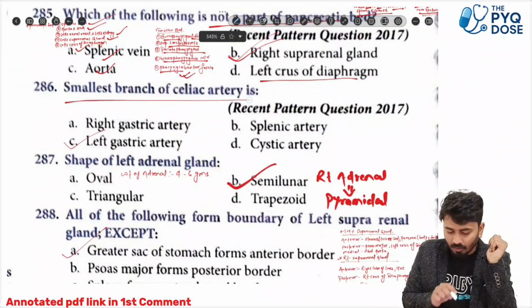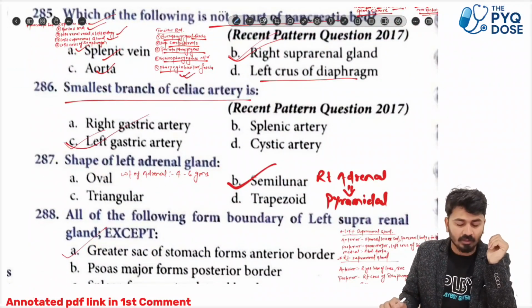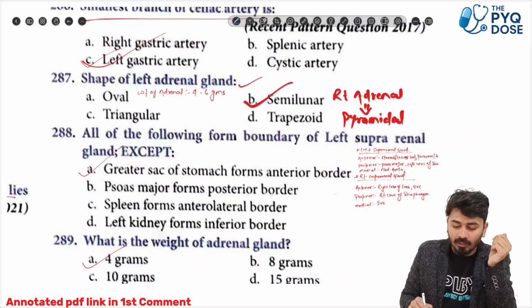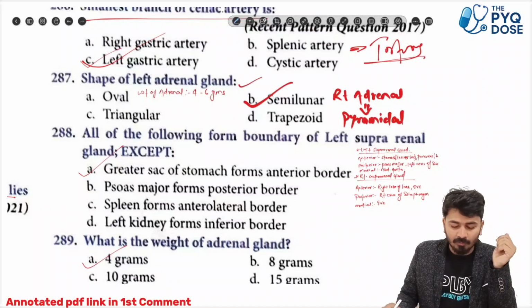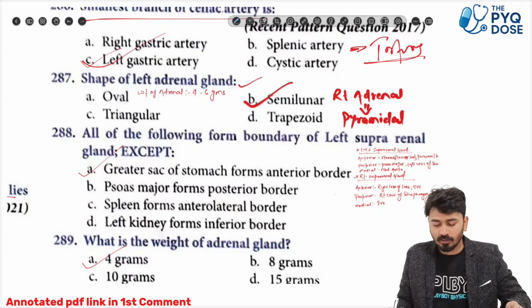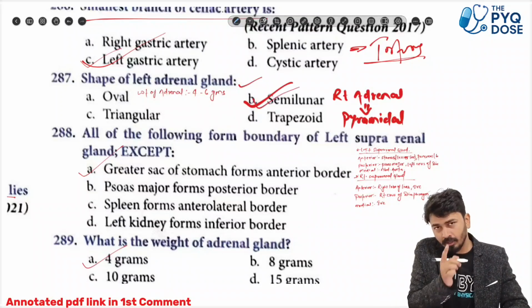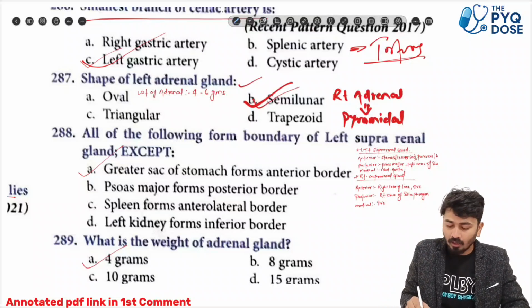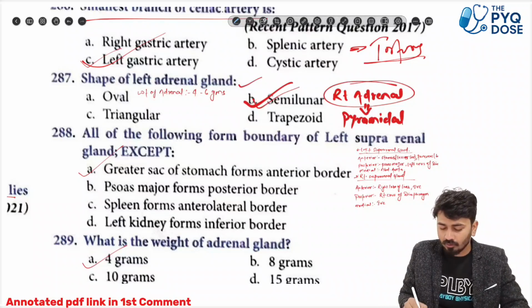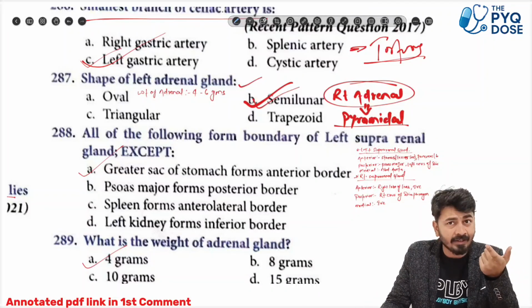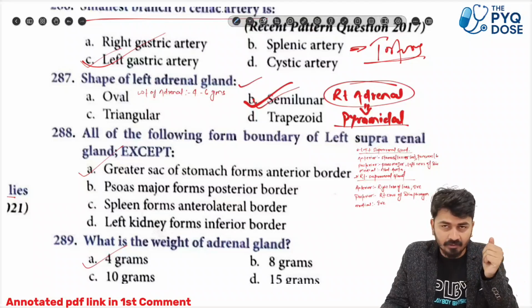The smallest branch of the celiac artery, that everybody knows, is nothing but the left gastric artery. We studied this above. The splenic artery is tortuous in nature, remember that. Now, what is the shape of the left adrenal gland? The left adrenal gland is generally semilunar in shape, semilunar meaning like a half moon. And if the right adrenal is asked, that is pyramidal in shape. So remember both: the left adrenal or suprarenal gland is generally semilunar in shape and the right adrenal is pyramidal in shape.